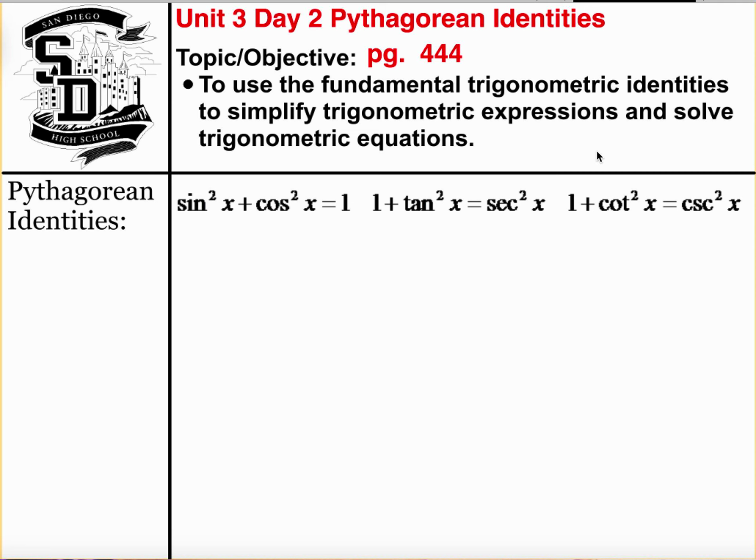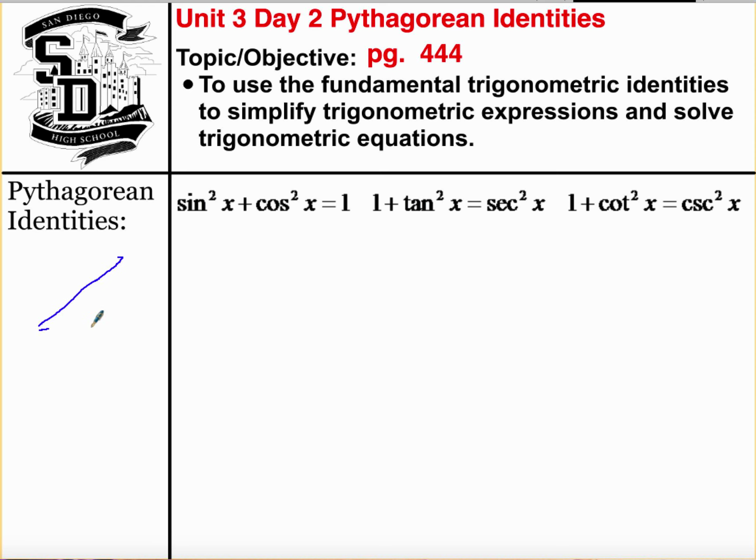Hi, today we are going to continue our work with simplifying trigonometric expressions, and today we're going to focus on the Pythagorean identities. So you probably recognize from the name that we might be talking about the Pythagorean theorem, and that's actually where these identities come from.